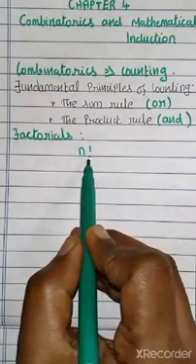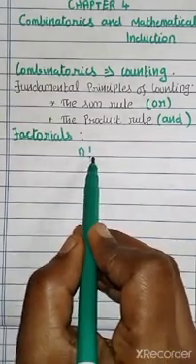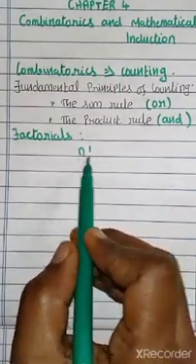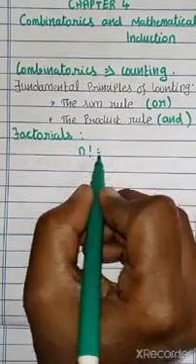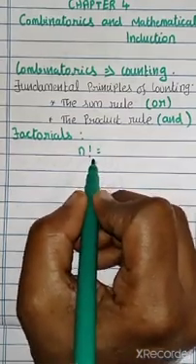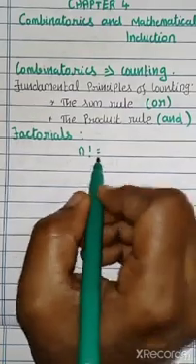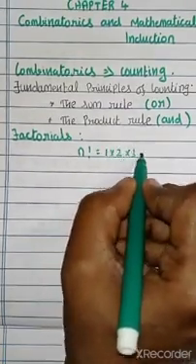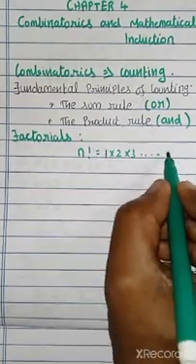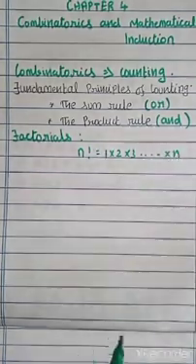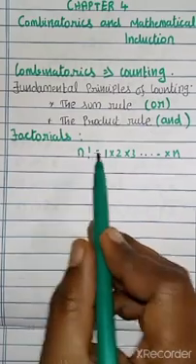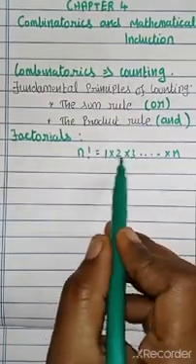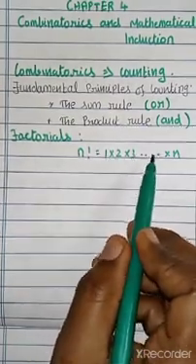This symbol is called a factorial. n factorial. Now what is the meaning? Product of first n natural numbers. Product means multiplication, that is 1 into 2 into 3 and so on, up to whatever number is given, that number will come finally. So this is your factorial, product of first n natural numbers.